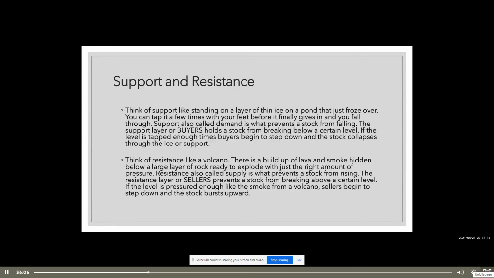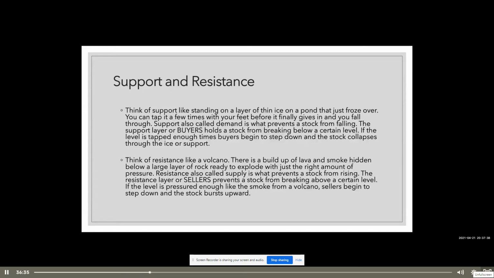Okay. Think of resistance like a volcano. There is a buildup of lava and smoke hidden below a large layer of rock, ready to explode with just the right amount of pressure. Resistance, also called supply, is what prevents a stock from rising. The resistance layer, or sellers, prevents a stock from breaking above a certain level. If the level is pressured enough, like the smoke from a volcano, sellers begin to step down and the stock bursts upward.